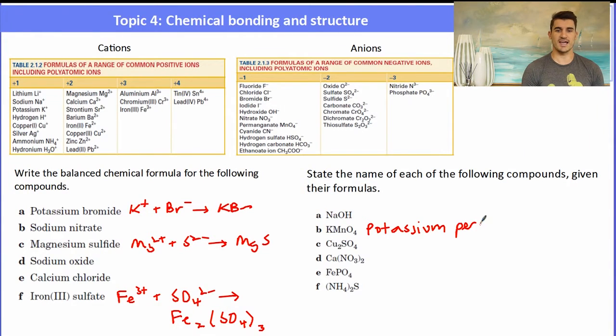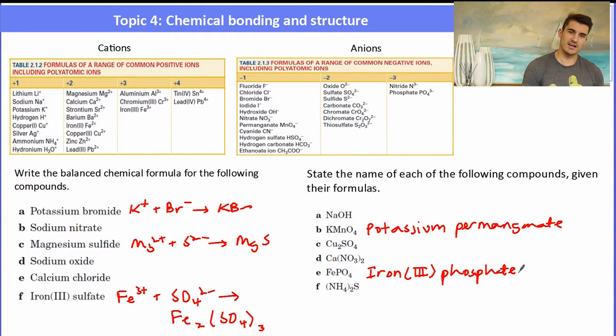If we're asked to write the names, B, that would be called potassium permanganate, the permanganate ion, MnO4-. For E, here we would have iron 3 phosphate, because the phosphate is 3 negatively charged, and if we need one iron, that means we need an ion with a 3+. If you could please go through and do the rest, that would be fantastic.